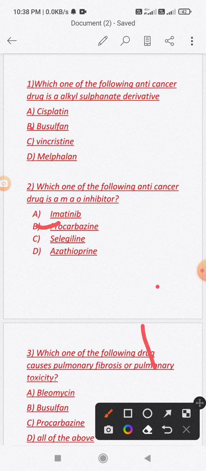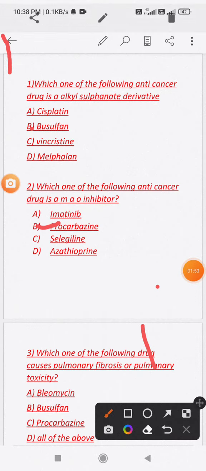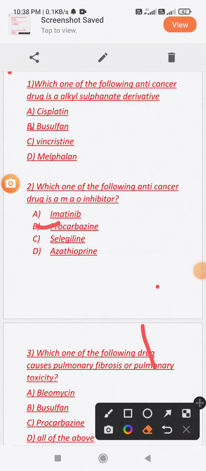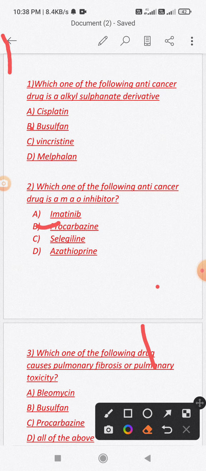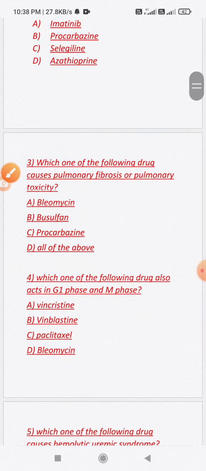Question number 3. Which one of the drugs causes pulmonary fibrosis or pulmonary toxicity? Option A, bleomycin. Option B, busulfan. Option C, procarbazine. Option D, all of the above. So friends, guess the answer. All three drugs, meaning all of the above, cause pulmonary fibrosis or pulmonary toxicity.